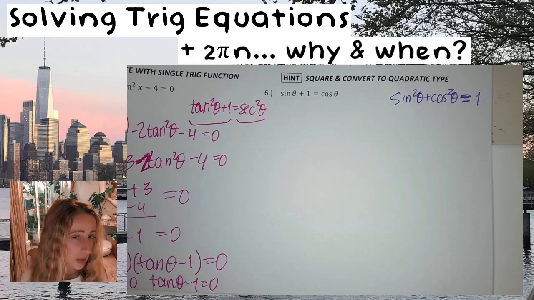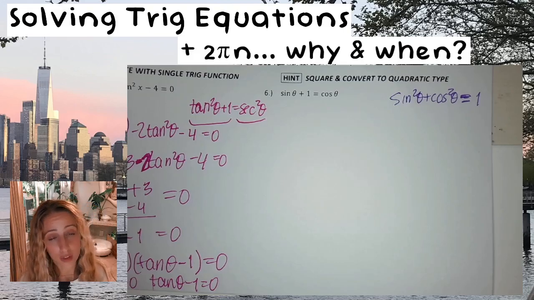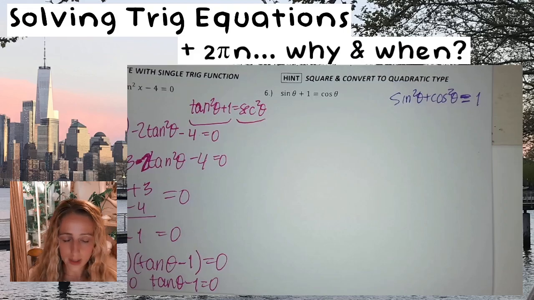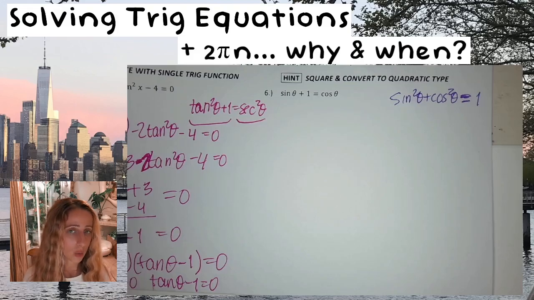If that was a cosecant, I can make that 1 over sine and then multiply that sine over to the other side. There's stuff I can do. But it's sine and cosine who share a Pythagorean identity. So what am I going to do? I'm going to square both sides.